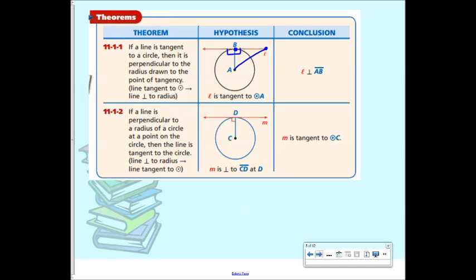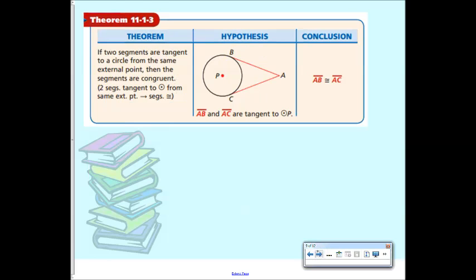All right, now, if two segments are tangent to a circle from the same external point, so if two segments meet at the same point outside of the circle, these two segments have to be congruent. So if I started down here at C, and this was tangent here, and this was tangent here, then I could say that this line is congruent to this line. Right? If they meet at the same point, those two line segments are congruent to each other.